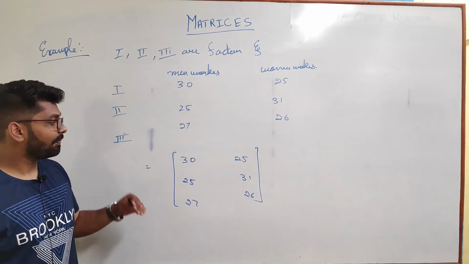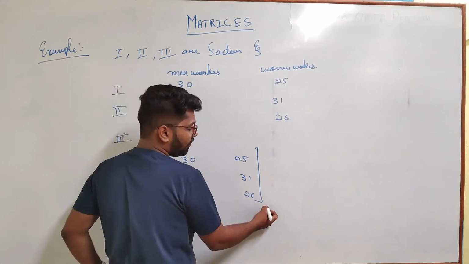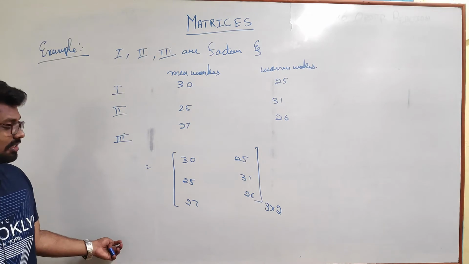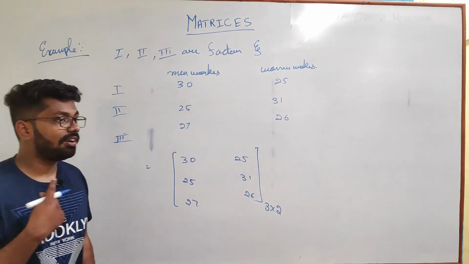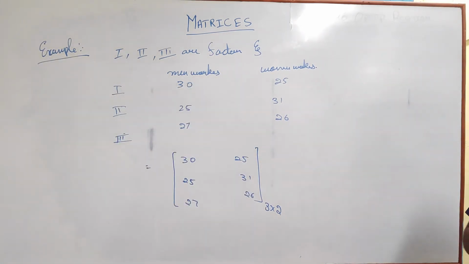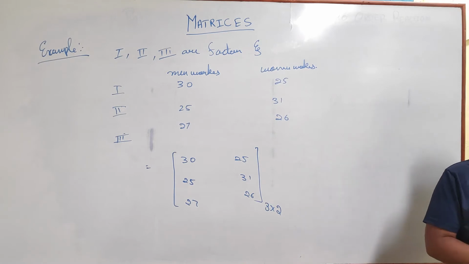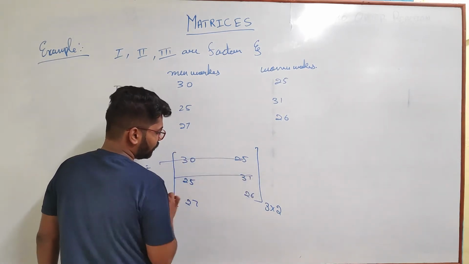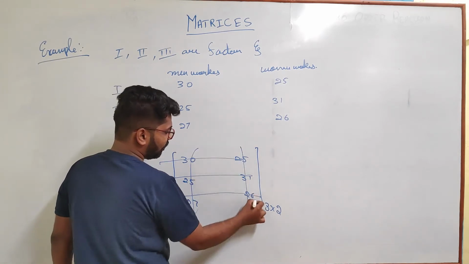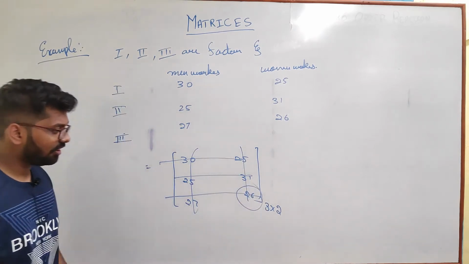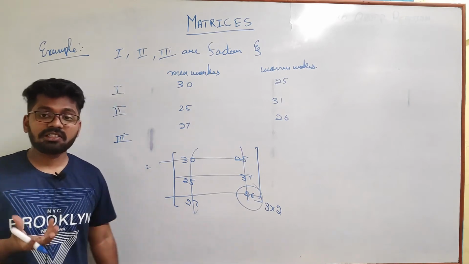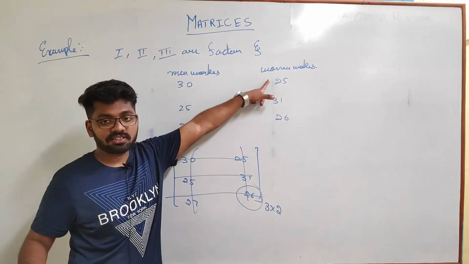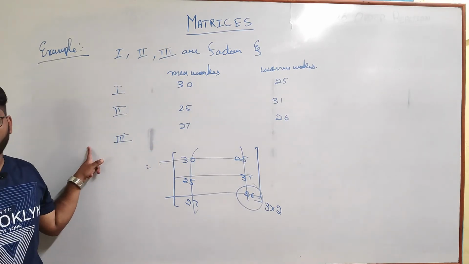Now tell me what is the order of this matrix? 3 by 2, correct. Now tell me what does the entry in the third row, second column represent? 26. Yes, third row, second column, the intersection of the two. So what is 26? It is the number of women workers working in the third factory.